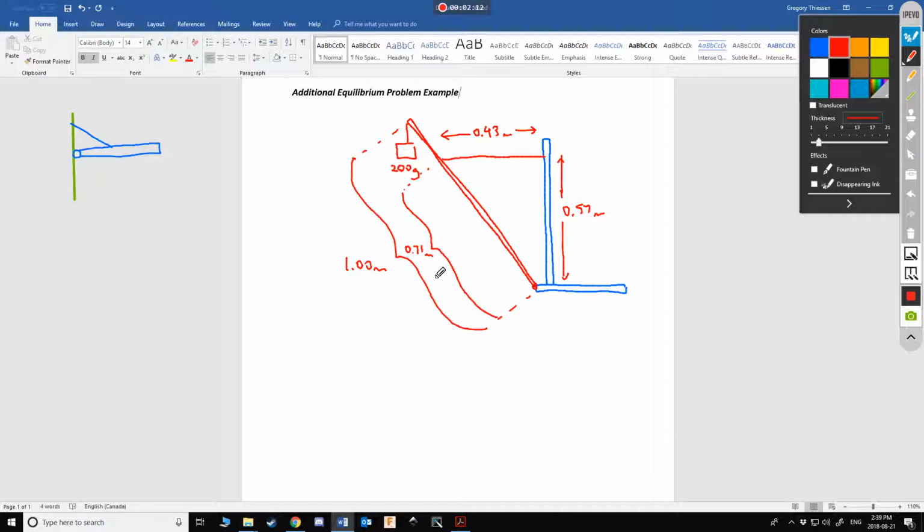So let's go ahead and draw our forces. So what forces are acting on it? We know there's this mass hanging at the end, so there's one force. There's the force due to gravity from this bar, so there's going to be a force of gravity. And there's going to be some tension in the rope right there. And we know that the sum of the forces must add up to 0. Also, the sum of the torques must add up to 0.